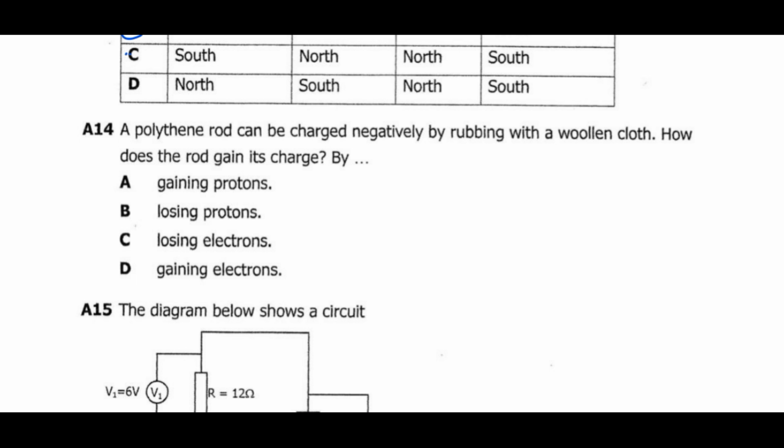A polyethylene rod can be charged negatively by rubbing with a wool cloth. How does the rod gain its charge? Since it becomes negatively charged, substances become negatively charged by gaining. So it's all about gaining electrons, because the substance that gains electrons attains the negative charge, while those that give or lose electrons attain the positive charge.